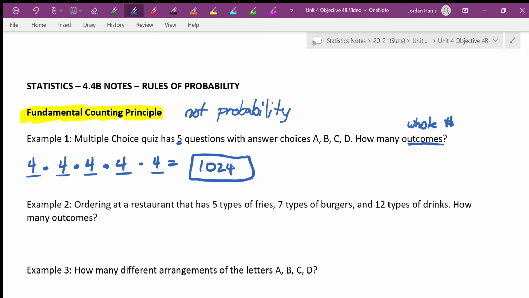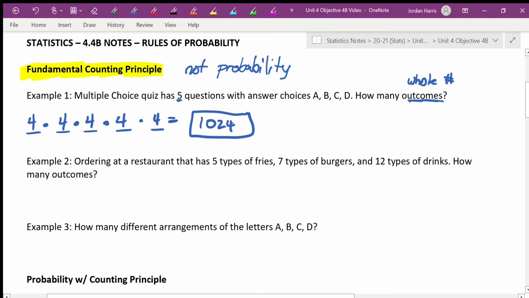I have 1,024 different outcomes possible for a 5-question quiz with only choices A, B, C, or D. So you can see, if you went into a quiz not knowing anything, with 1,024 different outcomes, even with only 5 questions and it's multiple choice, it makes it really hard to just guess. That's why you need to study and know how to answer things.